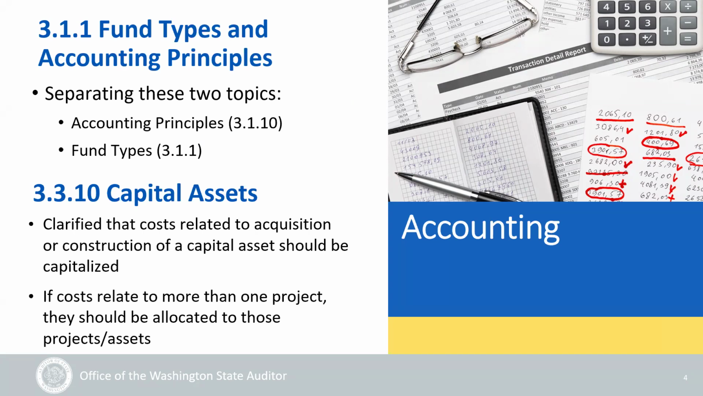Our next update is for 3.3.10, capital assets. In this section, we have clarified that costs related to acquisition or construction of a capital asset should be capitalized. If costs relate to more than one project, they should be allocated to those projects or assets.